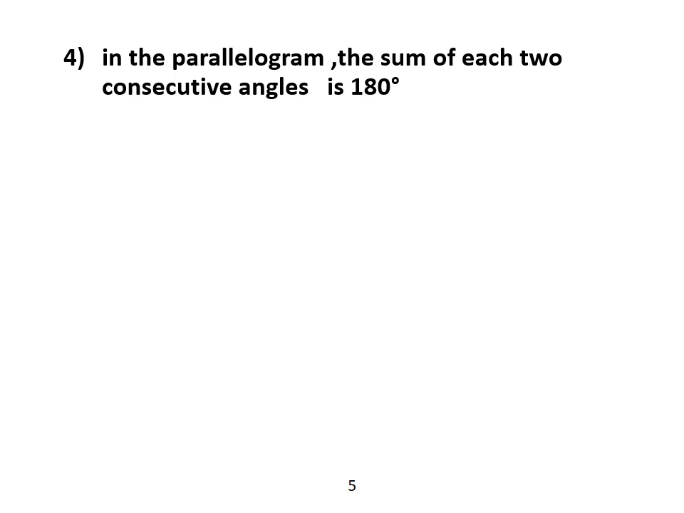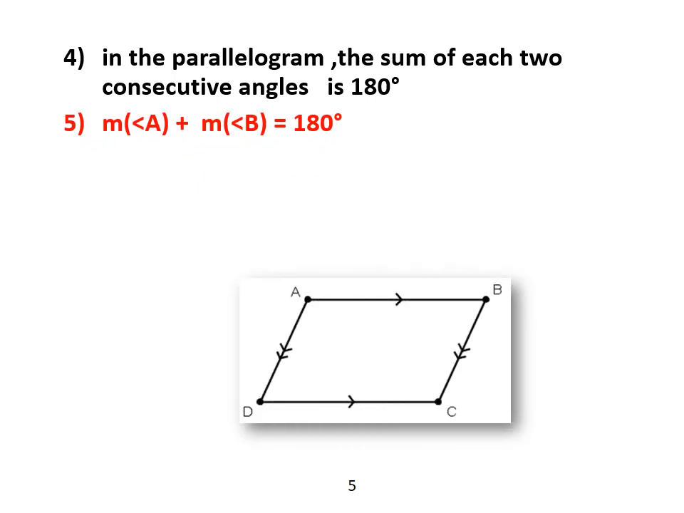In the parallelogram, the sum of each two consecutive angles is 180. For example, measure of angle A plus measure of angle B equals 180. To find the measure of angle C, 180 minus measure of angle B. And also measure of angle A equals measure of angle C because they are opposite angles and each two opposite angles are equal in measure.